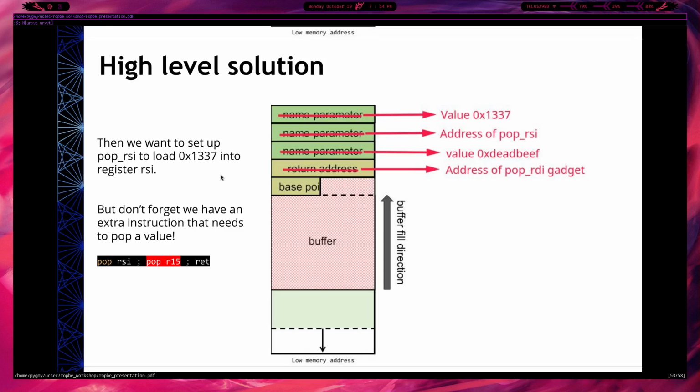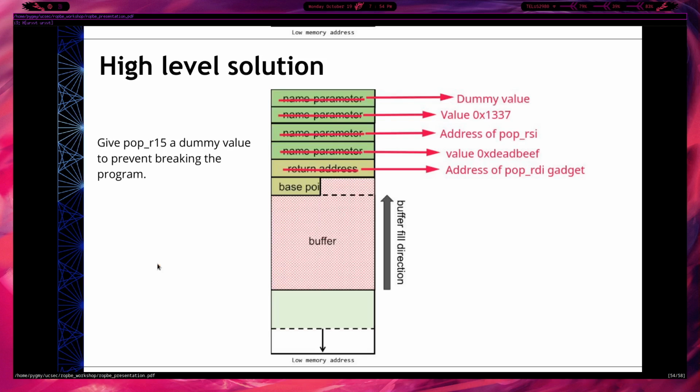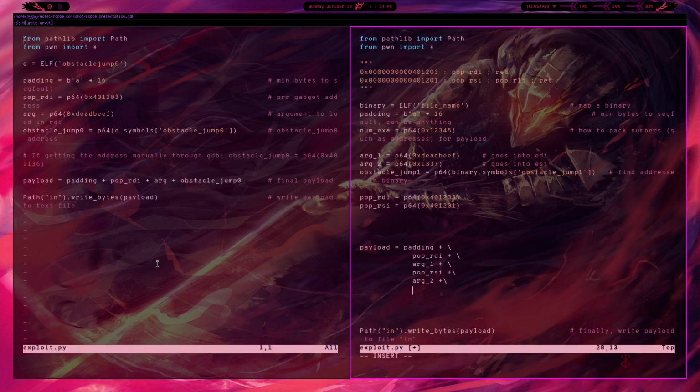All right, and then we have an extra instruction here, so we need to give it some sort of dummy value. It doesn't matter what it is. We just need to give it something so that the program doesn't segfault. So let's just give it 0x deadbeef because it doesn't matter. Actually, give it 1, 2, 3, 4 plus /. Actually, we gotta pack this. So that's just a dummy value for pop R15.